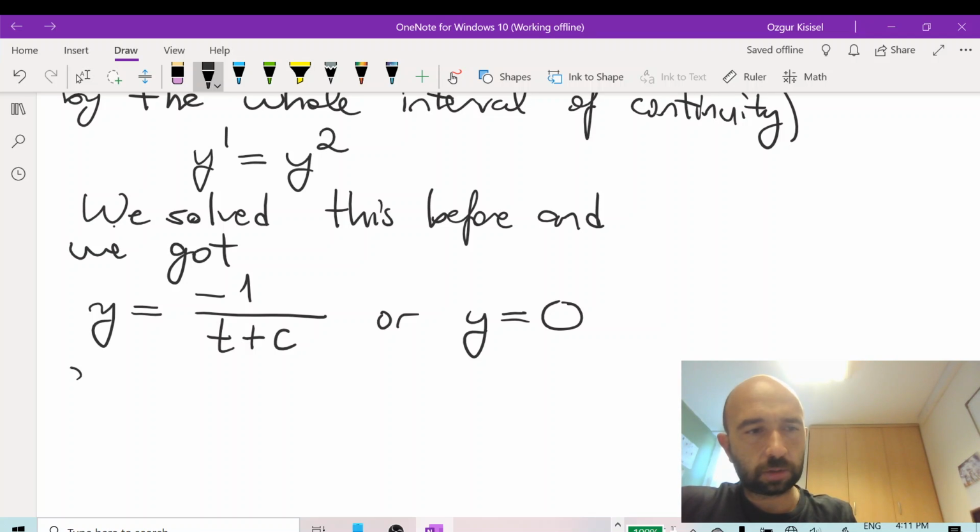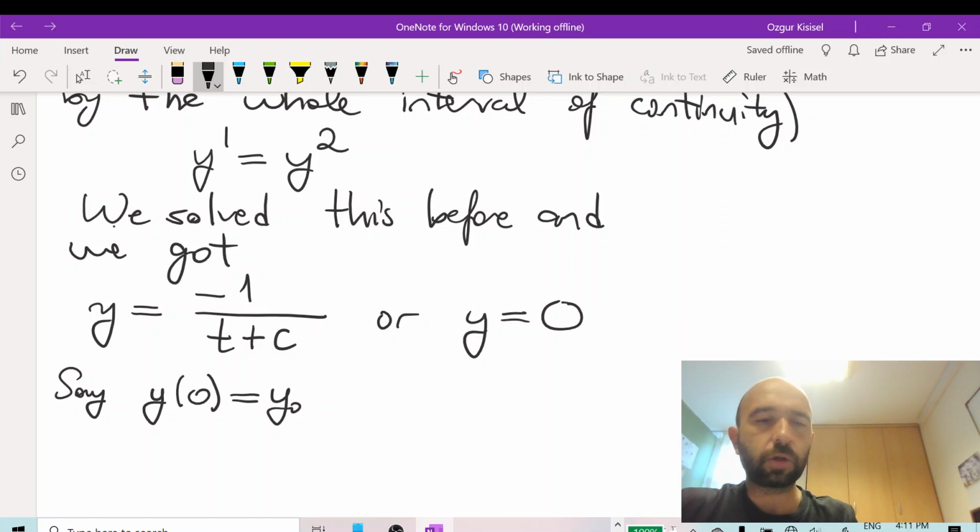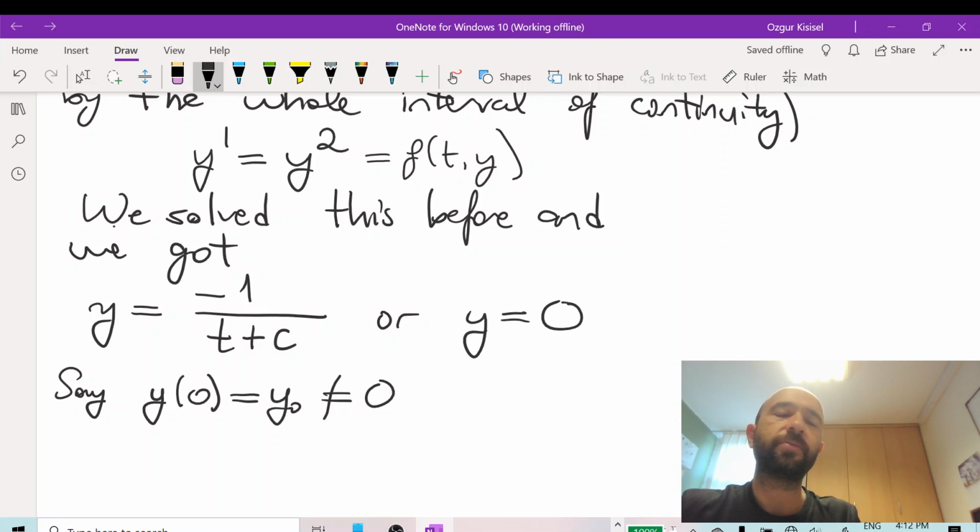Now, say y(0) is equal to y0, and suppose that this is not 0. If y0 is 0, then we know that y equals 0 must be the solution. You have uniqueness anyway, right? In this case, f is equal to y squared, f and its partial derivative with respect to y are continuous everywhere. So through any point, we have a unique solution. And this is a good case for the existence uniqueness theorem. Nothing wrong at no point, right?